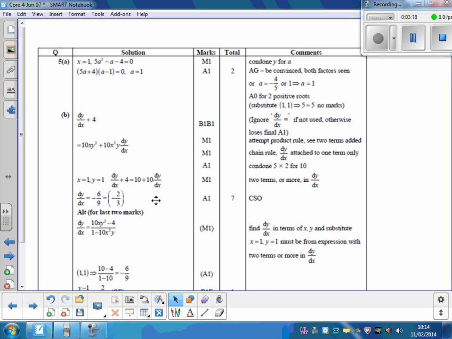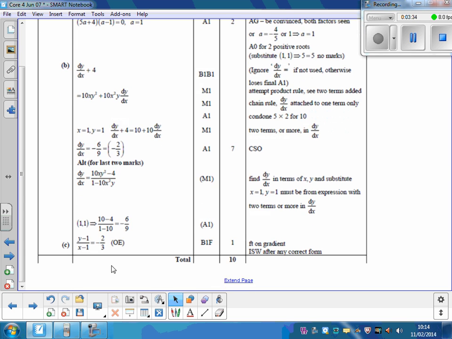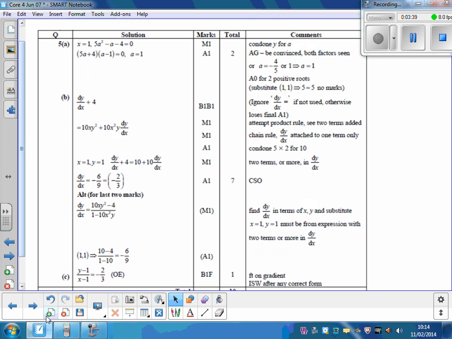Mark scheme. Lots of marks for doing that product rule there. It says here no marks for just substituting in the 1, 1 at the beginning, like I mentioned. Both marks for just finding the equation.